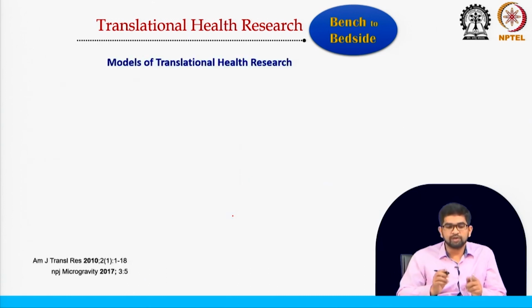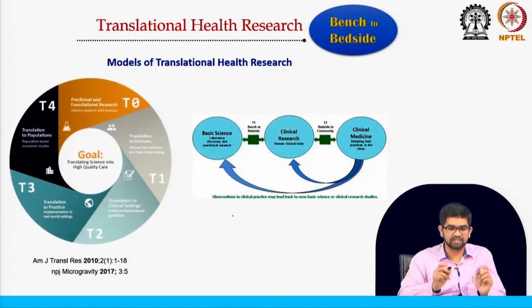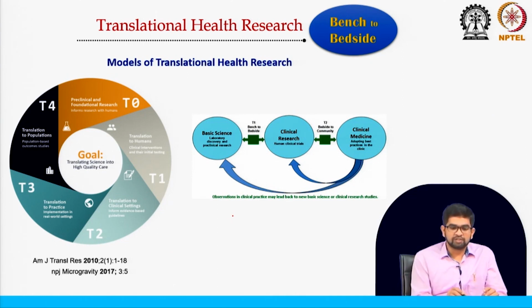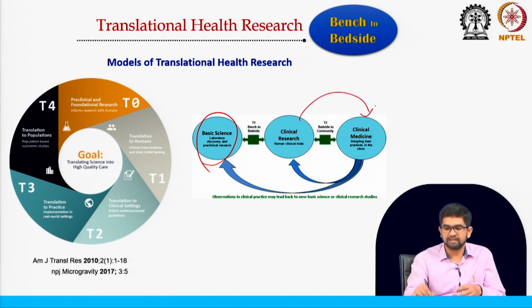Now, before going to nanobiosensing translational health research, very briefly I will tell you about some models of translational health research. There are models like T0, T1, T2, T3, T4. T0 is the very basic stuff that we do inside the lab, that is basic science. Then we go to T1 and T2 and the highest phase, that is the clinical trial, and finally the medical applications.